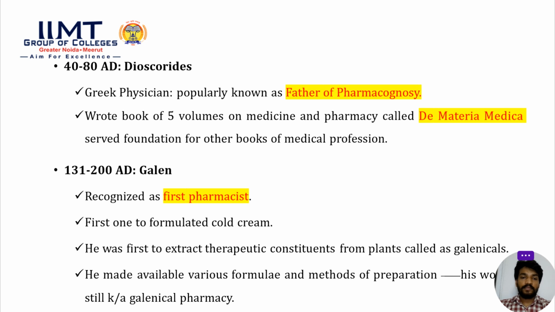Next, 131 to 200 AD, comes Galen. He was recognized as the first pharmacist, and he was the first one to formulate the cold cream which we use particularly in winter season. He was the first one to extract therapeutic constituents from plants, called galenicals, and he made available various formulas and methods of preparation. So the credit of first pharmacist goes to Galen, because he was the first one to formulate the cold cream.